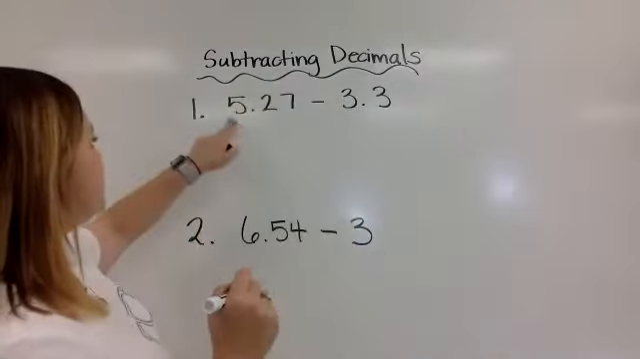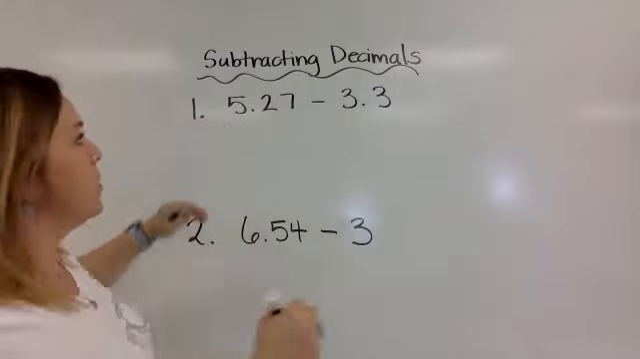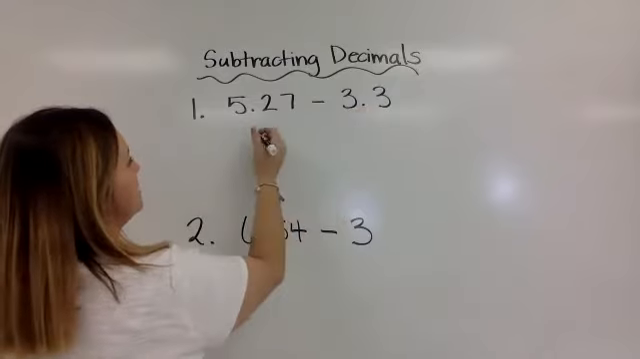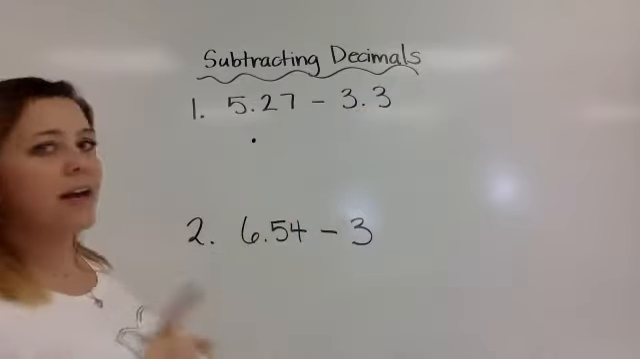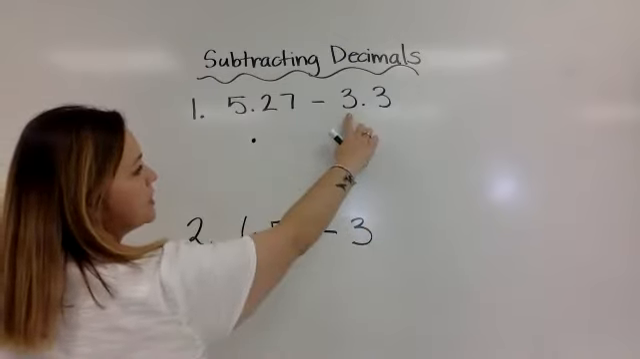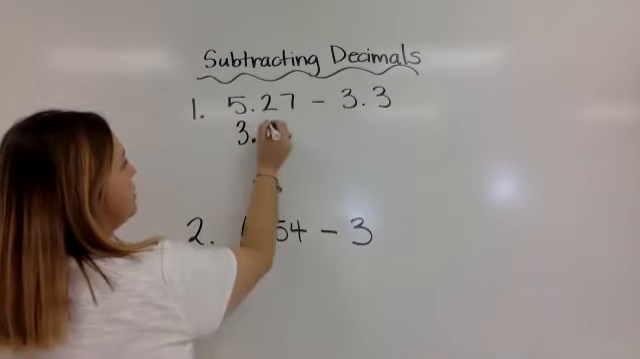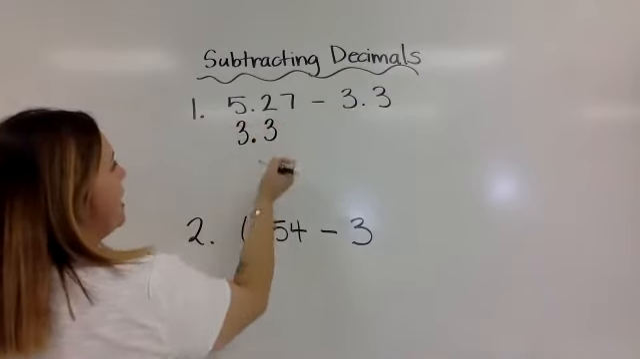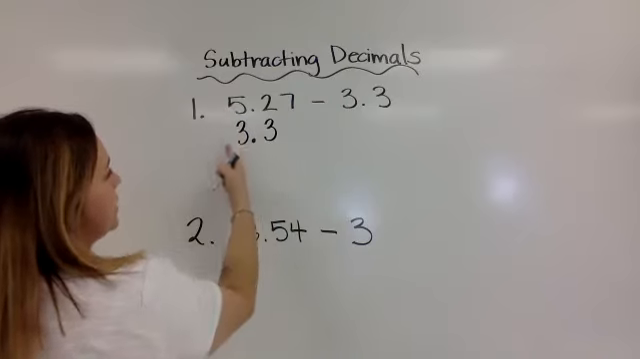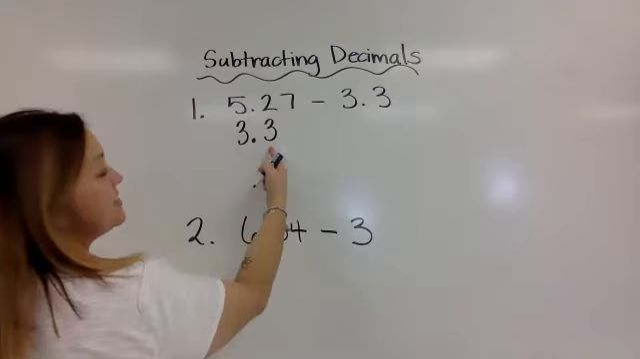So let's look here. I am just going to take this number and bring it down underneath this one. So I'm going to start with my decimal so that I ensure it's there and I don't forget it. Now I see that I have a 3 right before the decimal and I have a 3 right after the decimal. So I'm going to write those in there. So I now have 5 and 3 in the ones place. There's my decimal. I have a 2 and a 3 in the tenths place.